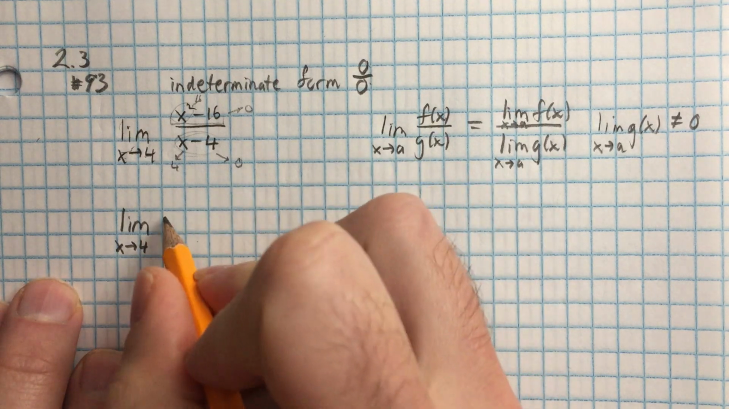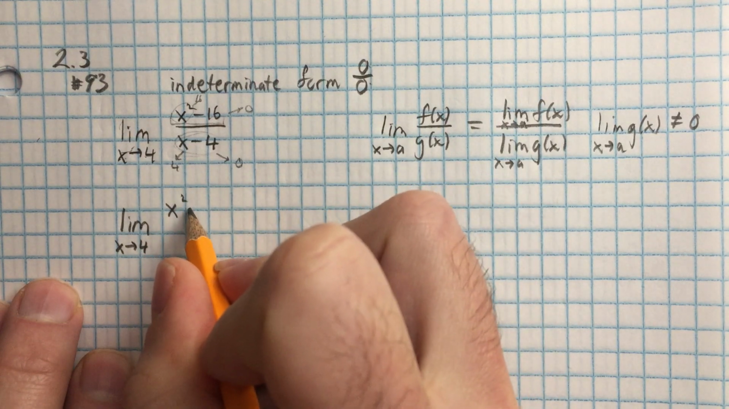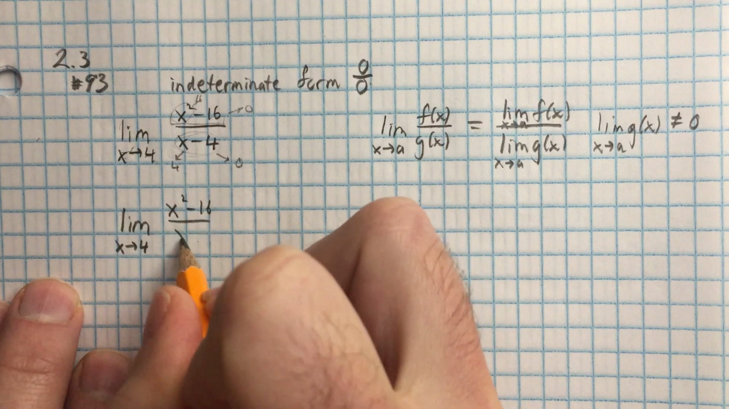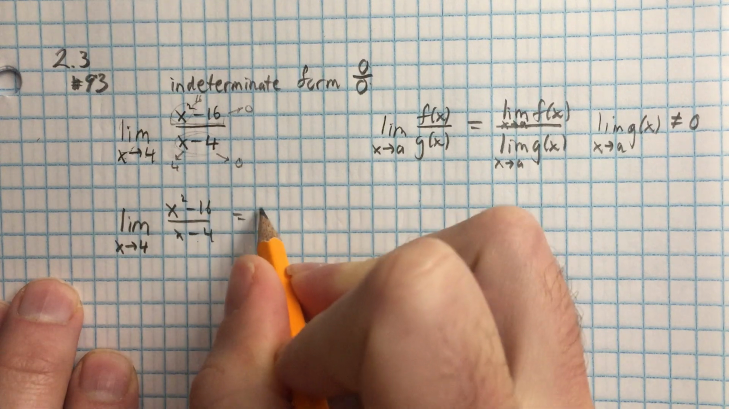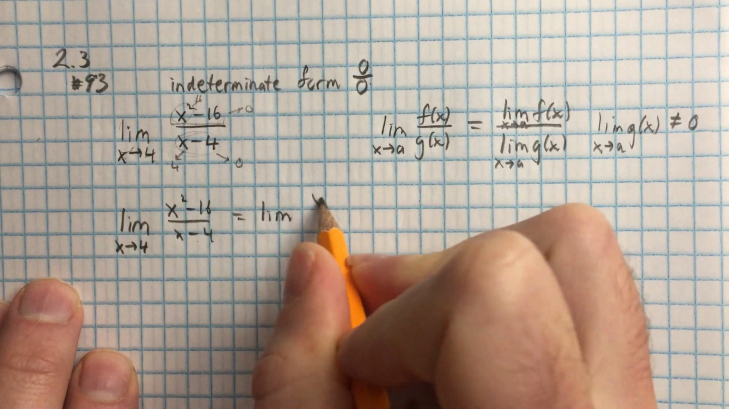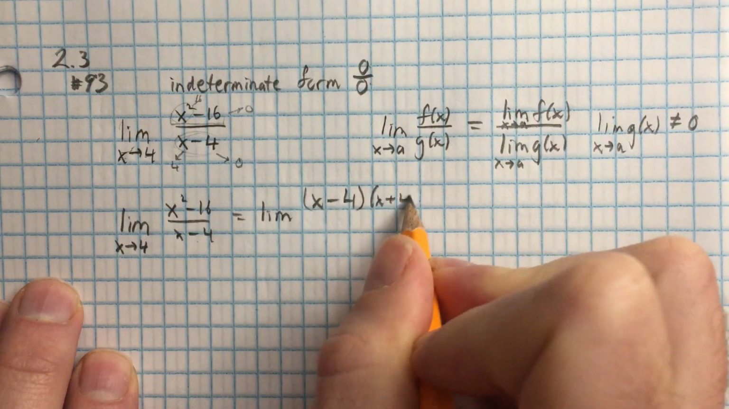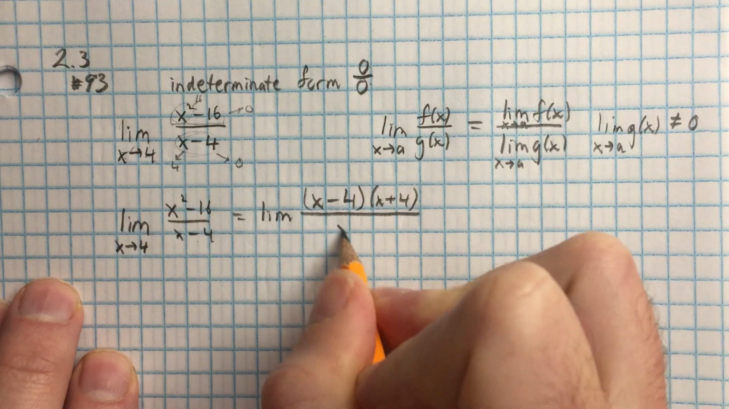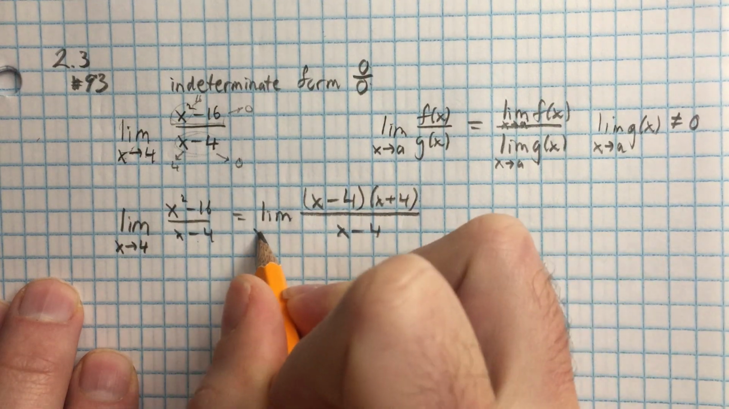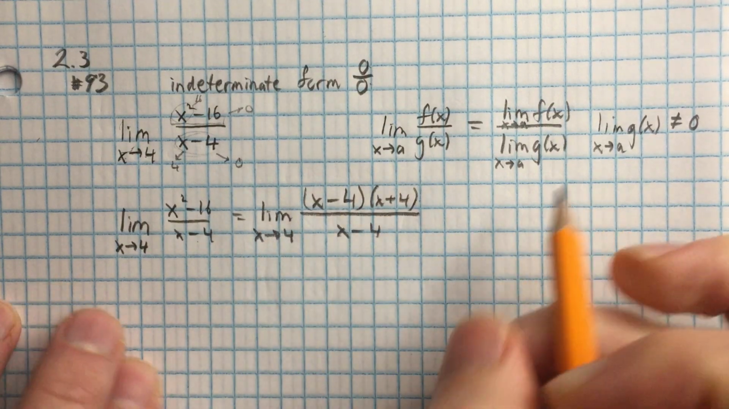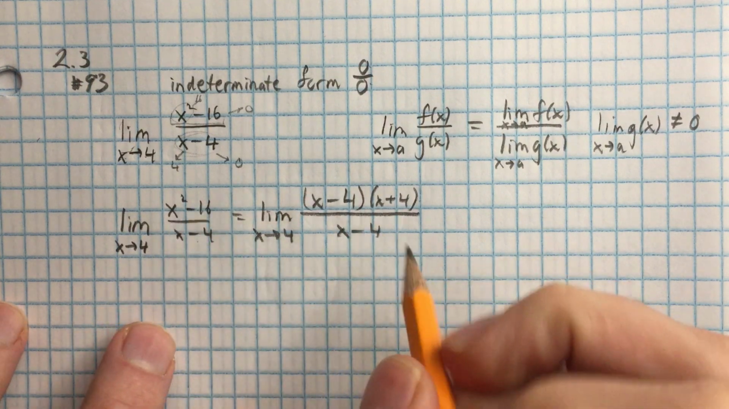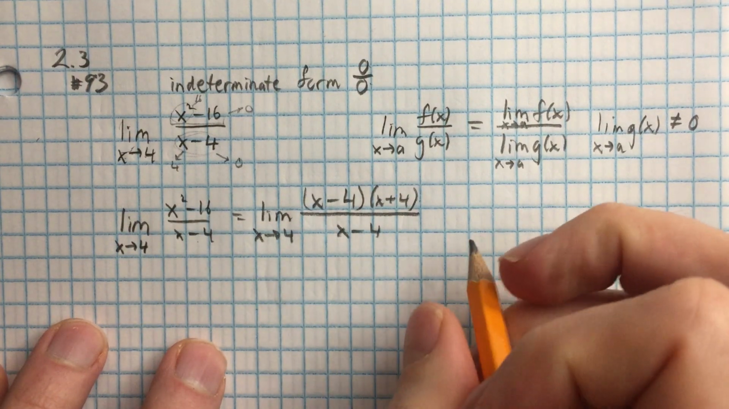So the limit of x squared minus 16 over x minus 4 is, of course, if I factor it, the same as the limit of x minus 4 times x plus 4, classic difference of squares, over x minus 4 as x approaches 4. There's no doubt that is true. All I did was rewrite how the numerator looks, but there's something more going on.